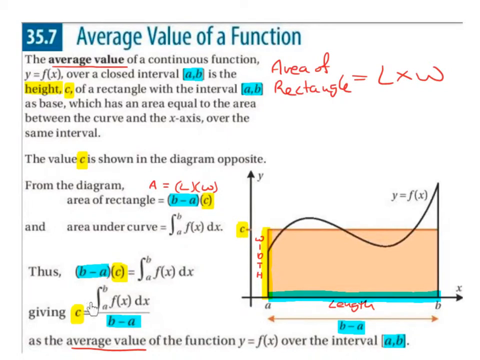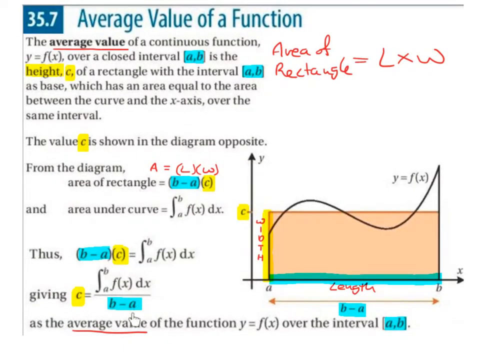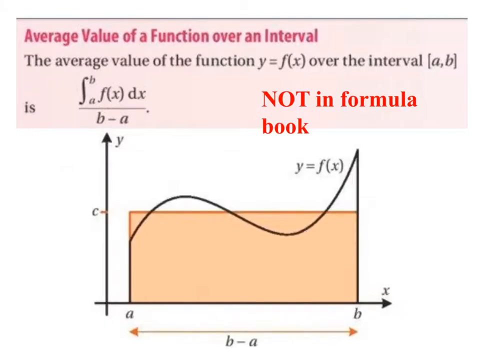So this is the average value of the function y equals f of x over the interval a comma b. Average value of a function over an interval. The average value of the function y equals f of x over the interval a comma b is the integral of f of x dx between a and b divided by b minus a.